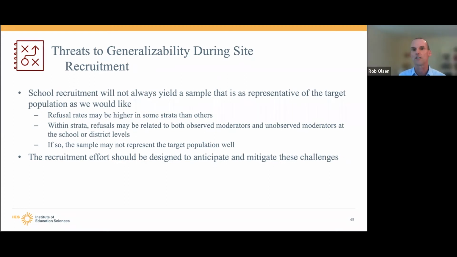And also, even within strata, it's possible that refusals are related to both observed moderators, those that are included in the population frame and were even used to contribute to stratification, but also to unobserved moderators that were not included in the population frame, either because the data were not available to include in the frame, or because the researchers just didn't even think about that variable as being a likely moderator. What we would encourage is that the study team should try to anticipate these kinds of challenges and design the recruitment effort to mitigate those risks. Next slide, please.